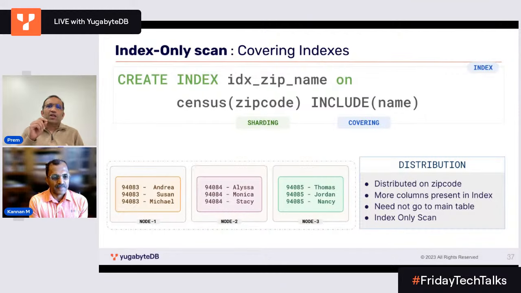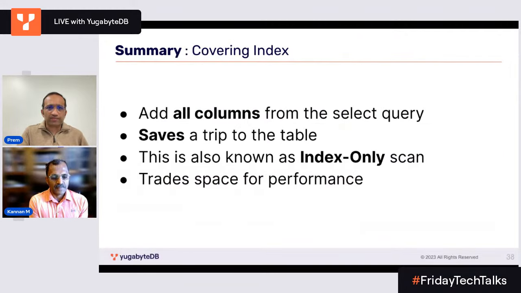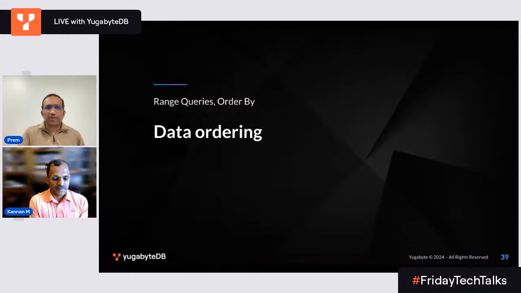This way, the query will end up reading just from the index and not go to the table. This is also known as index-only scan. So if you do explain analyze on the query, you will see index only as an output. So to summarize, when creating an index to speed up a query, add all columns in the select clause to the covering index that are not in the part of the sharding. So this makes the query run faster with an index-only scan. But you have to remember, as you store more columns in the index, you are trading space for performance.